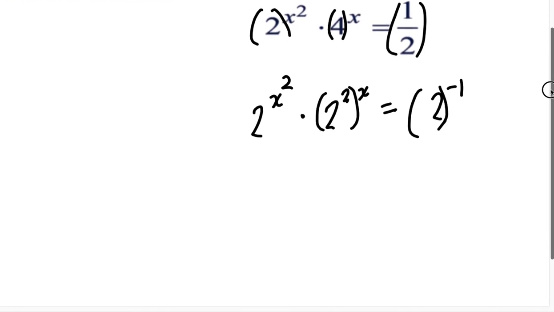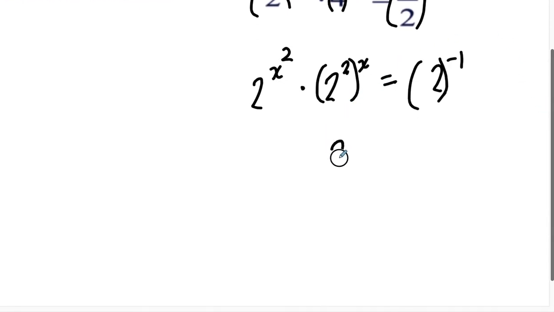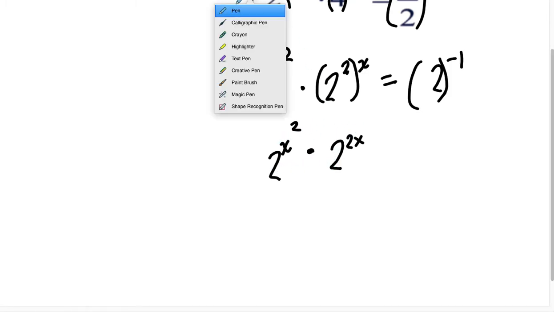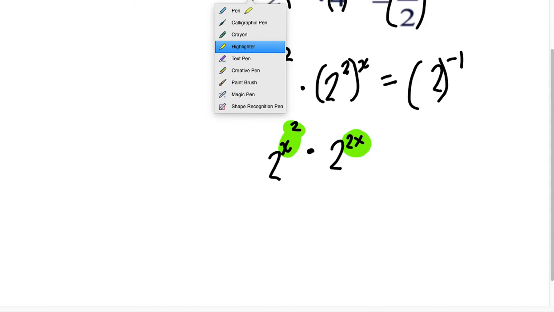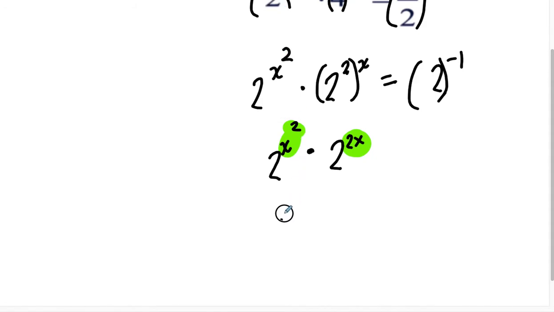Using the properties of exponents, we know this becomes 2 to the power of 2x, and we know that this stays the same. We also know that if something is being multiplied together with the same base, we add the exponents together. So what we will do here is add the exponents x squared and 2x. Since they are not like terms, they just become x squared plus 2x.